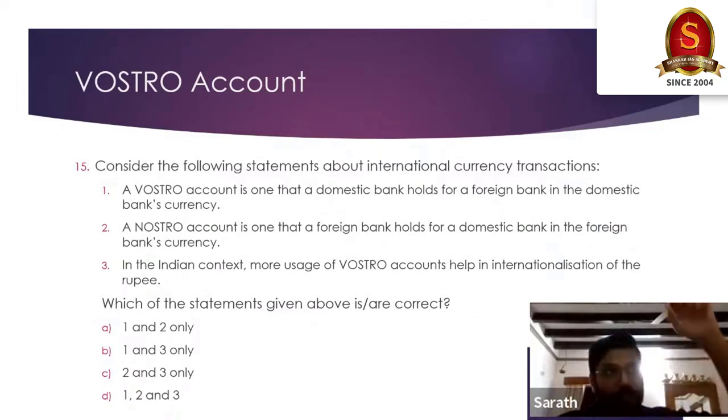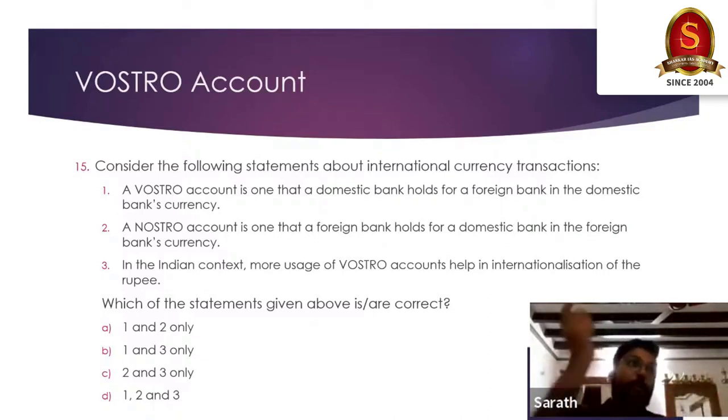Let's say we buy something from Russia and Russia buys something from us, and instead of paying in US dollar, they are saying we'll pay in Russian currency. What will we do with Russian currency? No other country may accept it. So we say, keep the money with them yourself. Then we'll call that account Nostro, and they will call it Vostro. So it is just an interchange. It's the same account.